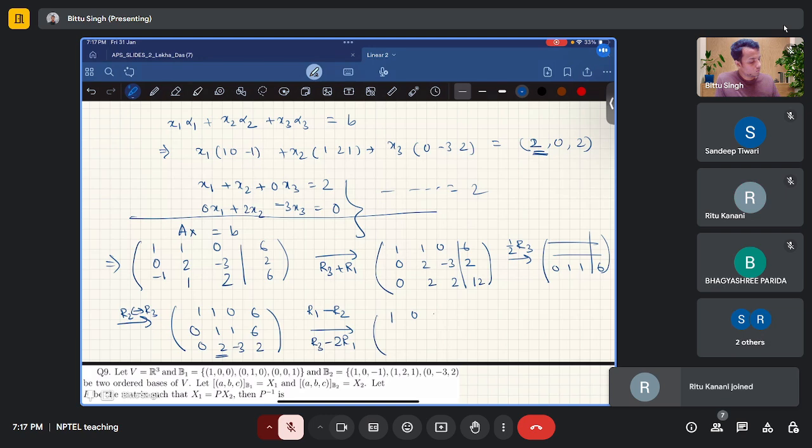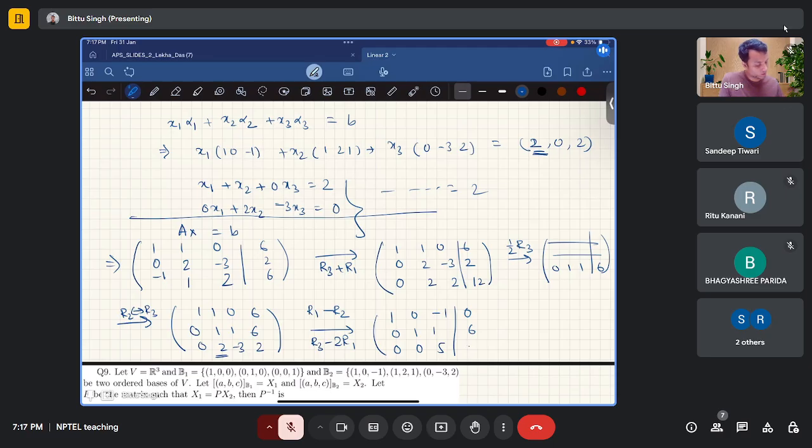You will get 1 0 minus 1 0 here, and you are getting 0 1 1 6. It is unchanged, but the second one will be 0 0 minus 3 minus 2, which is minus 5, and 2 minus 12, minus 10. Now for the second step, apply R3 times 1 by 5. So I am directly writing this will be minus 1 and this will be minus 2.